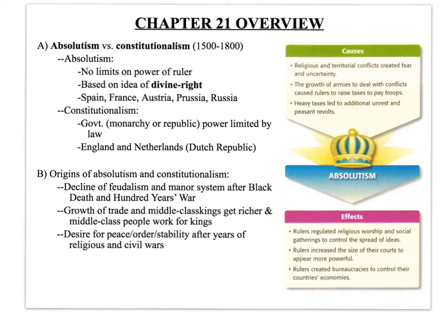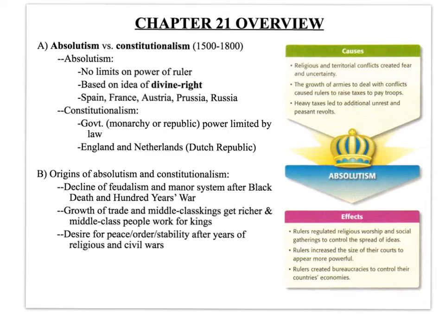And where these two ideas came from, if we go on to letter B here, it's all the changes that were taking place at the end of the Middle Ages and through the Renaissance and Reformation. So the stuff we talked about in chapters 14 and 17. You had feudalism and the manor system declining because of the Black Death and the Hundred Years' War.